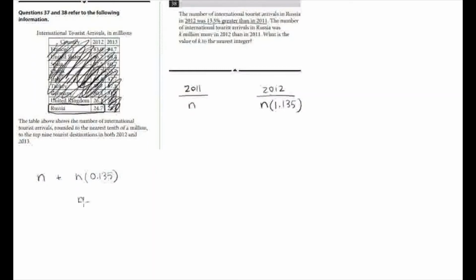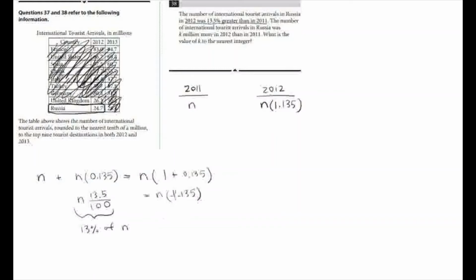And 0.135 is the same thing as 13.5 divided by 100, right? So this right here represents 13.5% of n, and we can combine these things here. We can factor out the n, take out the n, and that gives us n multiplied by 1 plus 0.135, which is the same thing as n multiplied by 1.135.